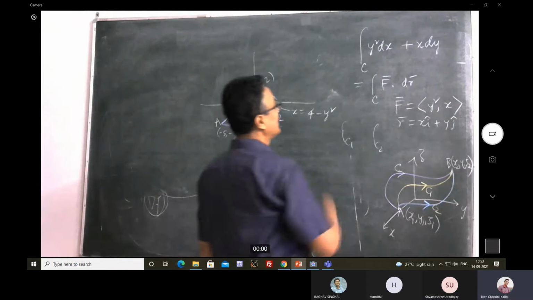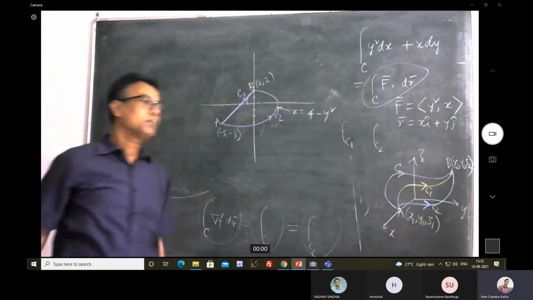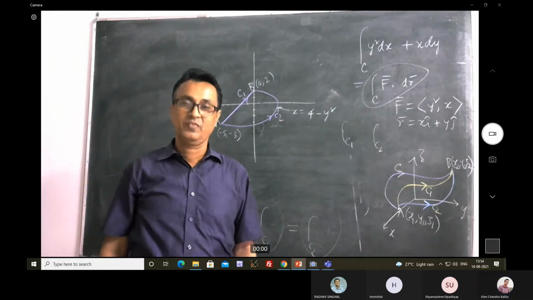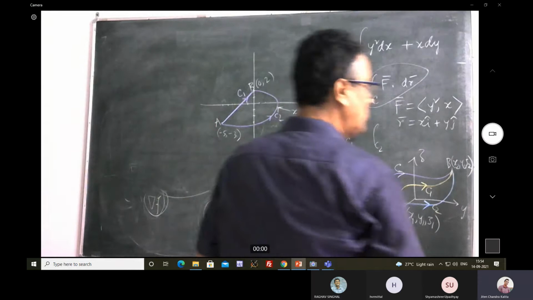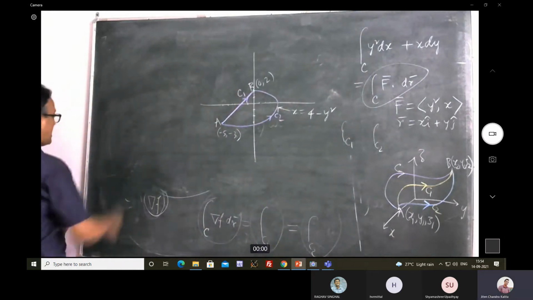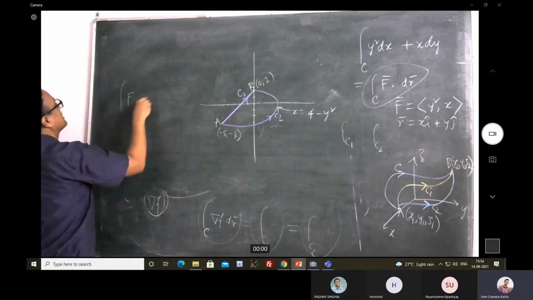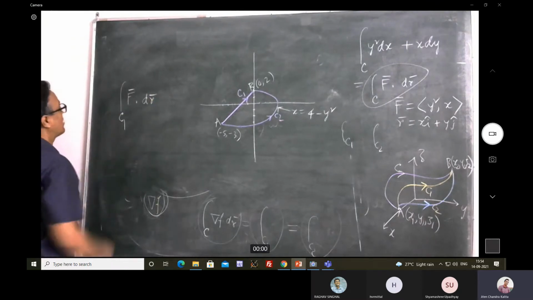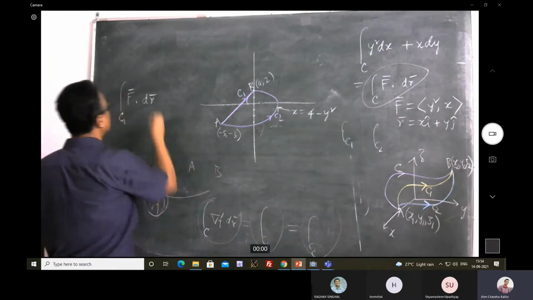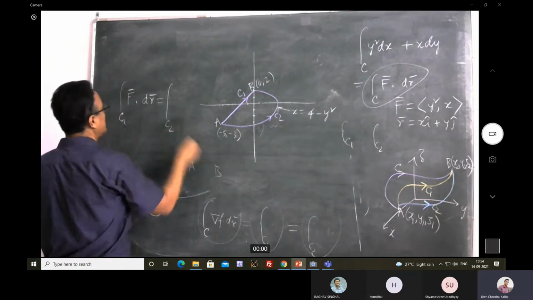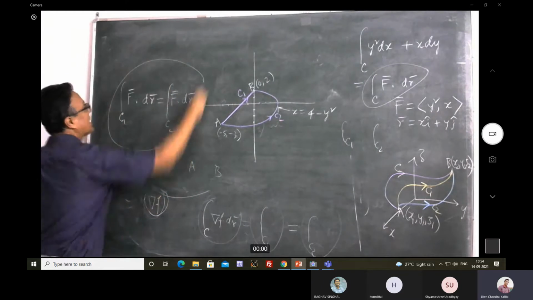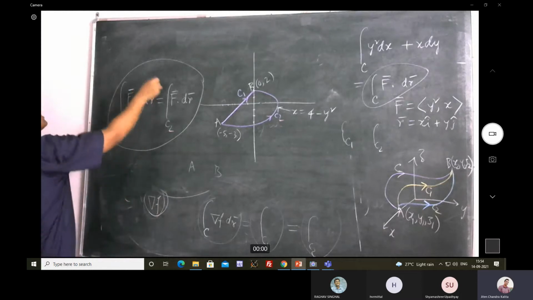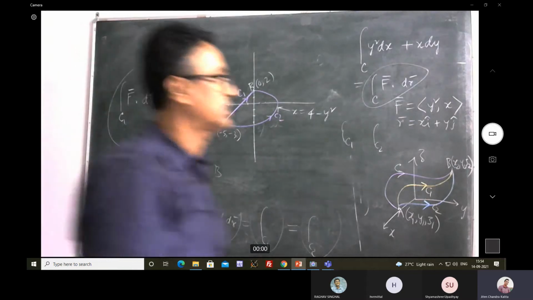So that means this integral is not independent of the paths joining two points A and B. Okay, fine. So now what is the independence of paths? Suppose I consider this integral along the curve C1, where C1 is a curve joining the points A and B. If C2 is another curve joining the points A and B, and if the values are equal, and this happens for any curve joining the points A and B, then we say that this integral is independent of the paths joining the points A and B. That's it. Is it okay?